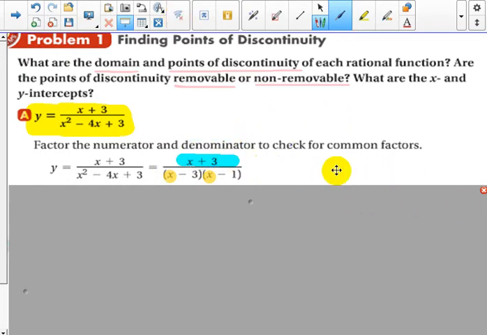So let's go back to what they ask us. What are the domain? Okay, well first we have to figure out, in our domain, it means what can x be? Well, it's easier to see what can x not be. X cannot be what here? A 3, or x cannot be a 1. So you're going to say the domain is all real numbers except for 3 and 1.